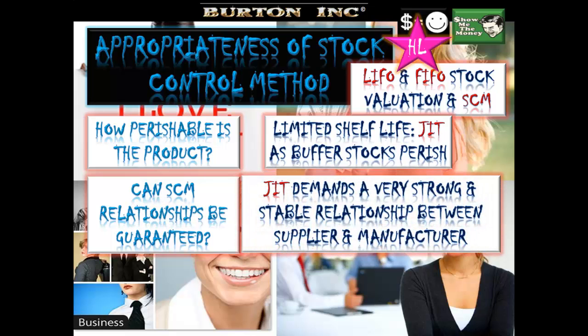We want to look at the strength of our supply chain management relationships. Can our suppliers guarantee exactly what we need when we need it? Because just-in-time demands a very strong and stable relationship between supplier and manufacturer. Nissan, amazing just-in-time stock control methods. Now, Nissan's car factories now operate an average of just 1.6 days worth of component and raw material stocks. This is one of the lowest in the entire motor industry.